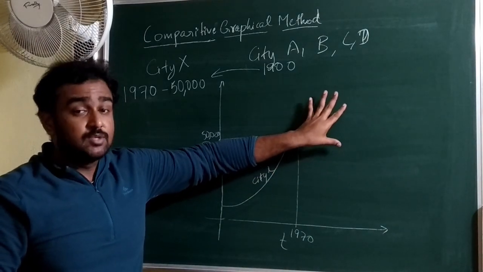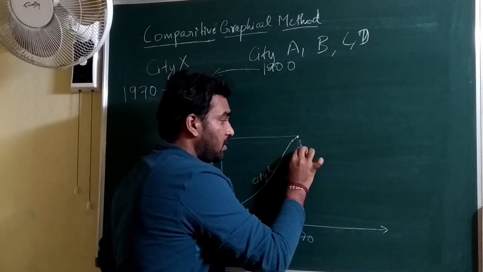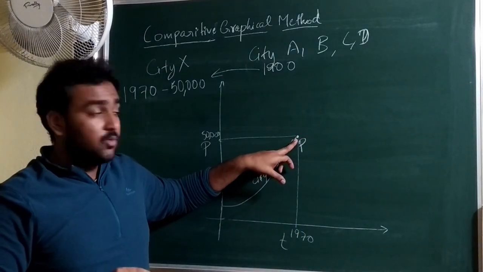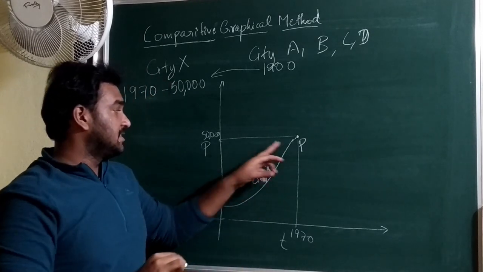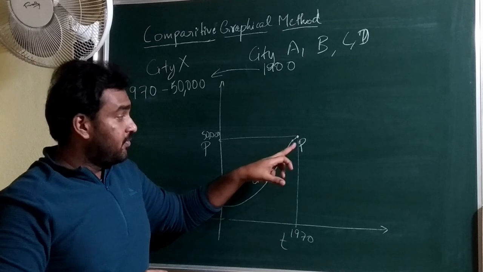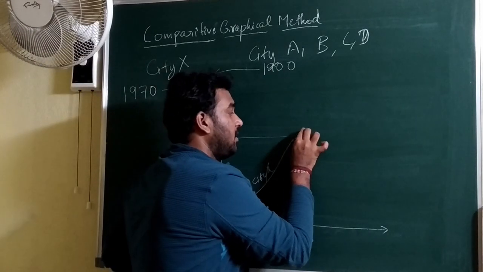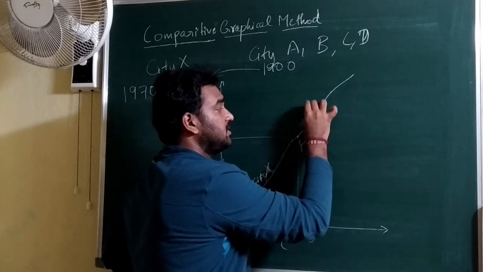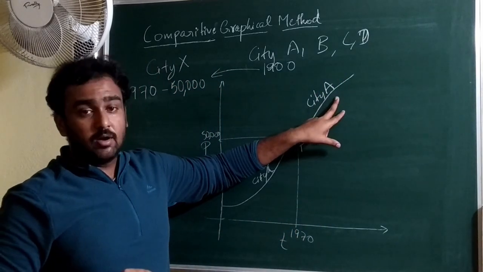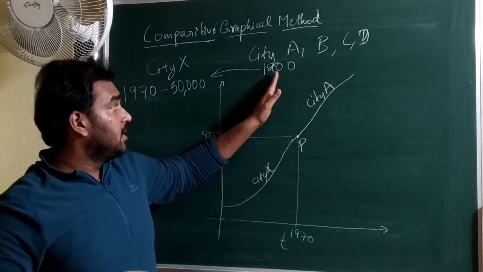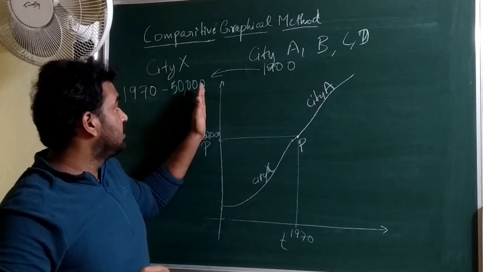However, it has to be plotted so that it starts from this point. Let it be P. P is the point at which the city X under consideration has reached the population 50,000. From here, this population record has to be plotted like this. So this is city A's population record graph, considering records beyond 1900, from which it reached 50,000.